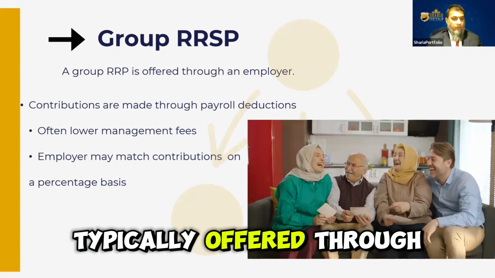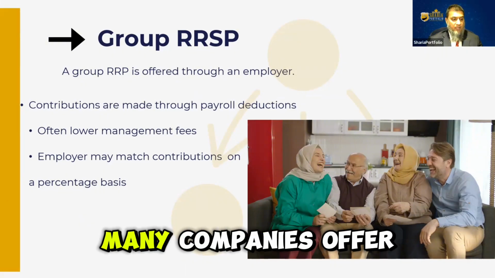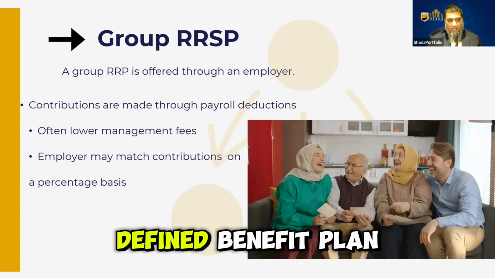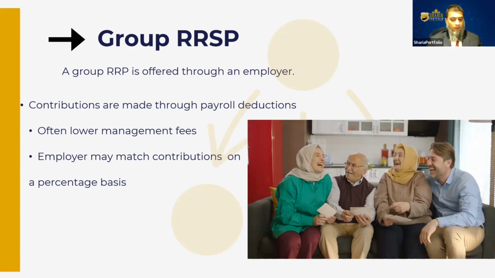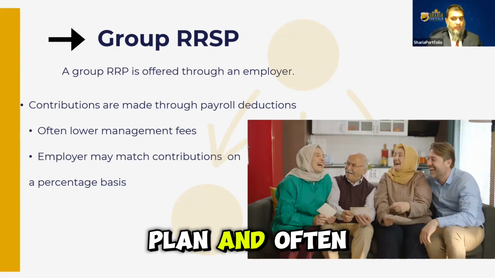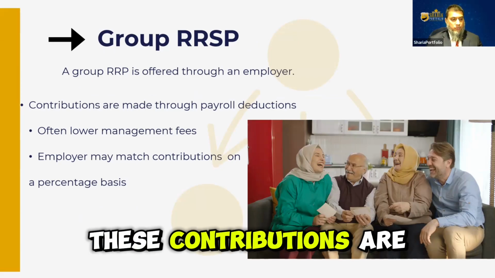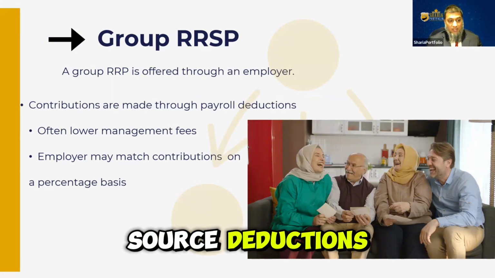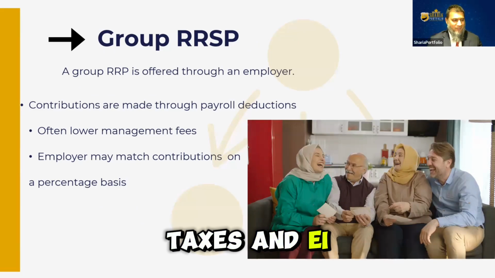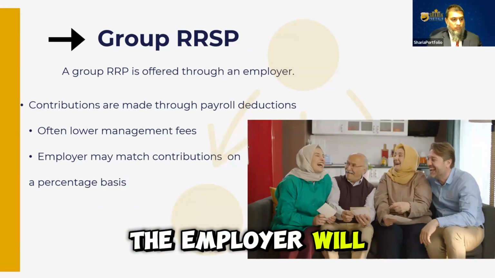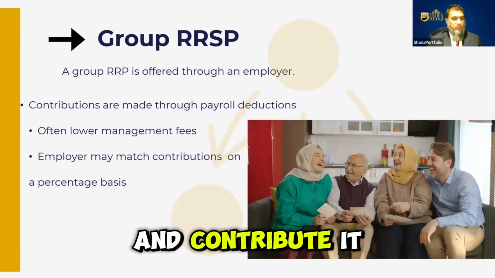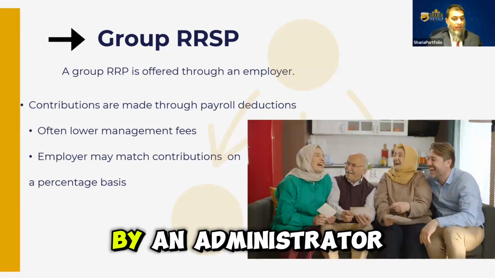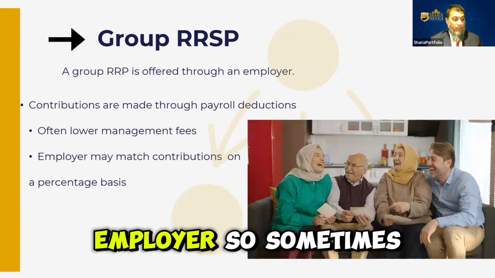And this is typically offered through an employer. So many companies offer a group plan, either a defined benefit plan, defined contribution plan, or group RRSP plan. And oftentimes these contributions are made through payroll deductions. So in the same way that there are source deductions where we're paying taxes and EI and different things to the government, the employer will take a little bit of the paycheck and contribute it to an RRSP plan that's managed by an administrator retained by the employer.